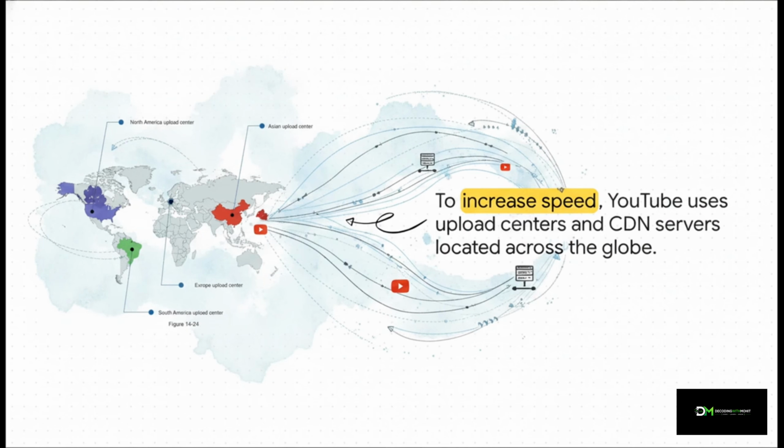So how do they make it feel so fast? It all comes down to physics. The speed of light is a real limit, so to make data travel faster, you have to shorten the distance. YouTube does this by placing these CDN servers all over the world. So when you watch a video in, say, Tokyo, you're probably streaming it from a server right there in Japan, not one all the way in California. That tiny distance makes playback feel instant.